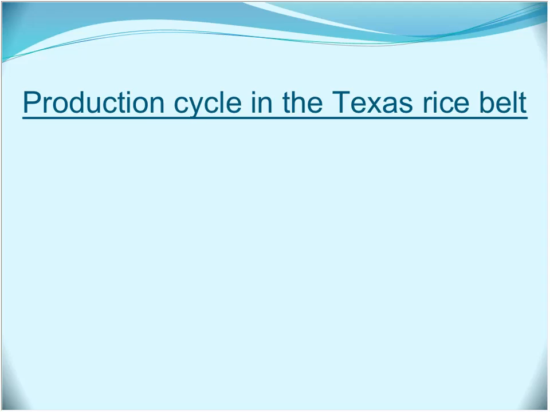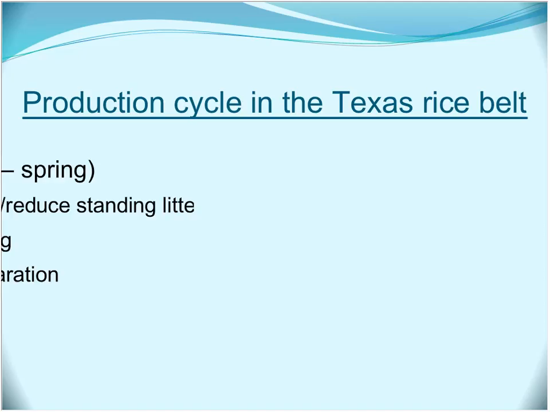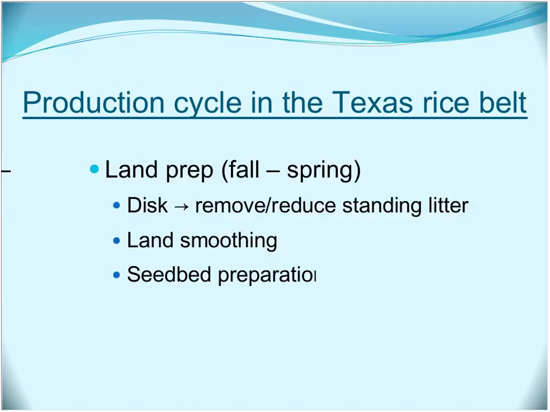This is just a real quick view of the production cycle in the Texas rice belt. Rice farmers will spend the fall and spring in the land prep phase of their operation: disking, smoothing, getting the seedbed ready.